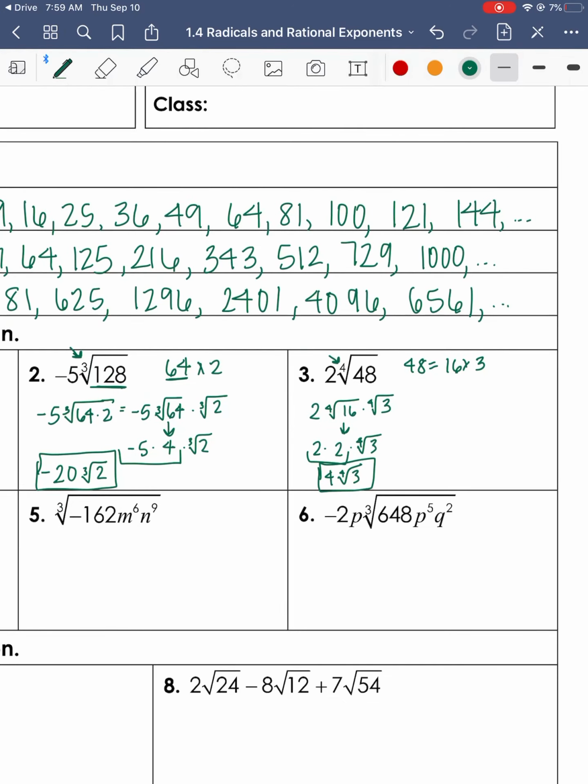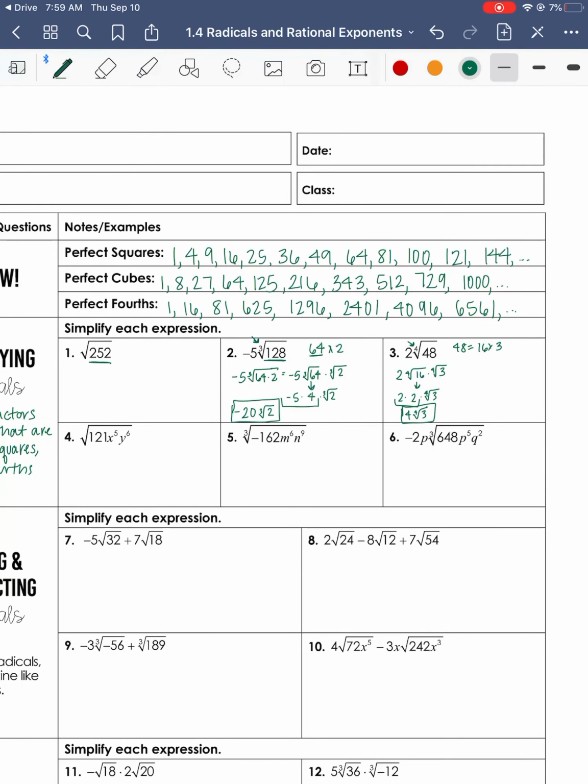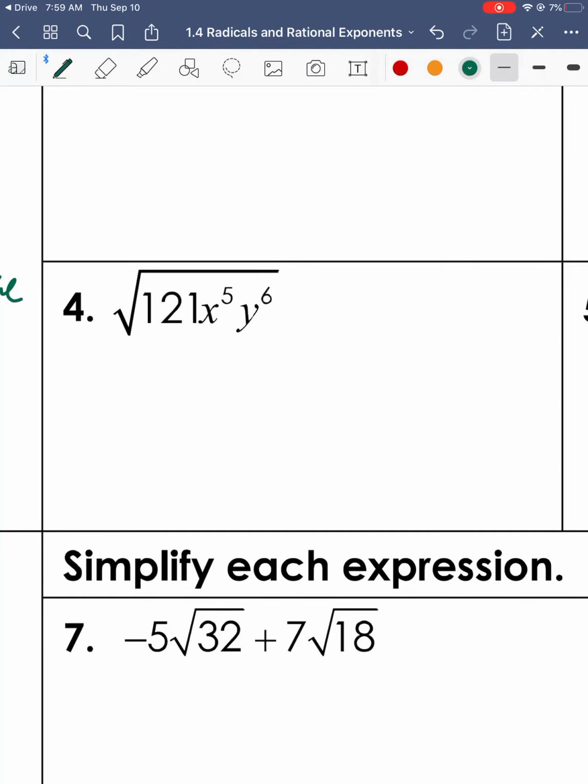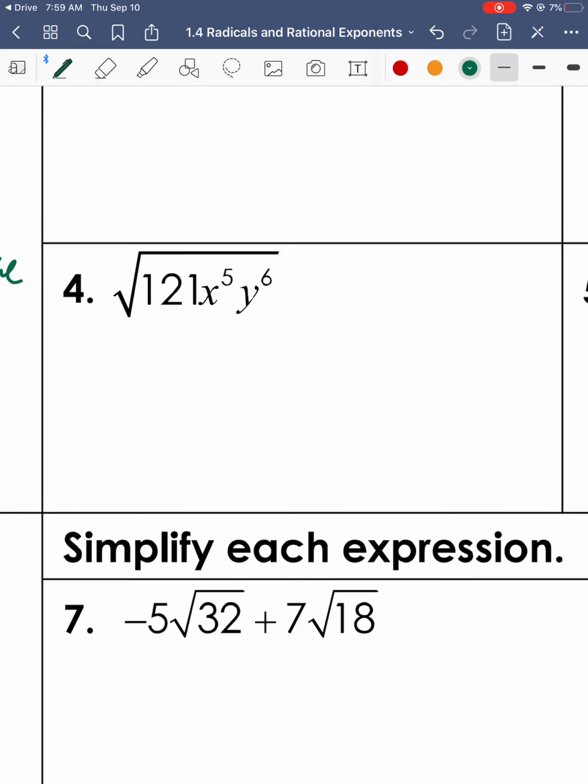Okay, so as you can see, I've done pretty simple ones here. They get a little bit more complicated, but they still follow the same basic principle. Actually, I'll do number 4 for you so you can see what it looks like with variables. Okay, so 121 is actually a perfect square, and this is a square root. So the square root of 121 is 11. So we can actually pull this out.